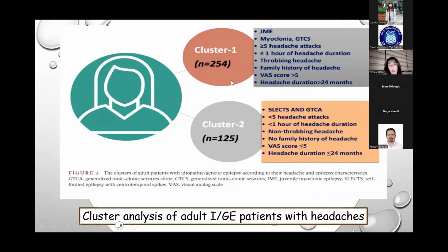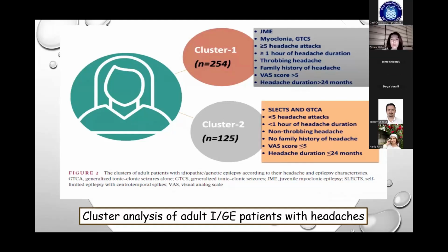With equal or more than 5 headache attacks, equal or more than 1 hour of headache duration, throbbing headache, family history of headache, VAS score more than 5, and headache duration more than 24 months. And the second cluster had SeLECTS and generalized tonic-clonic seizures alone, with less than 5 headache attacks, less than 1 hour of headache duration, non-throbbing headache, no family history of headache, VAS score less than 5, and headache duration less than or equal to 24 months.